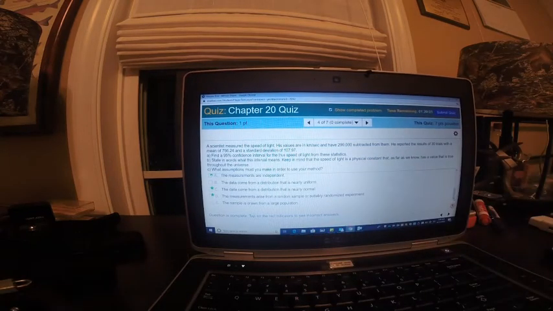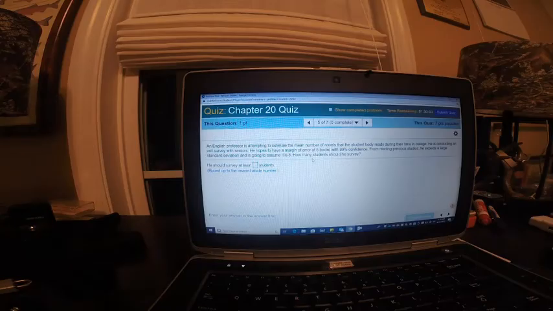D says the measurements arise from a random sample or suitably randomized experiment. Okay, so that one was selected as well. E was not selected. E said the sample is drawn from a large population. Okay, it's not necessarily needed in this case. And that finishes off question number 4.